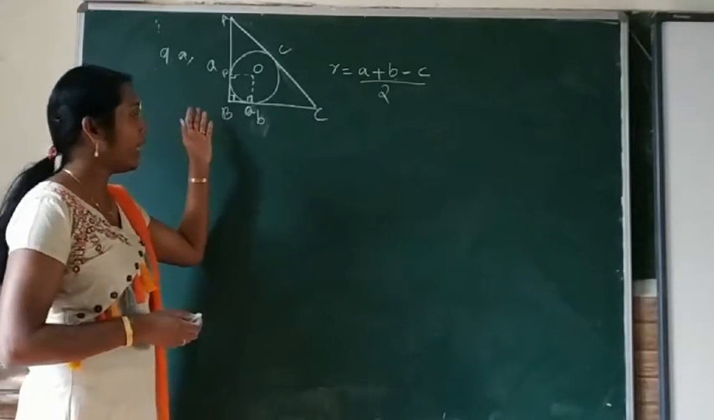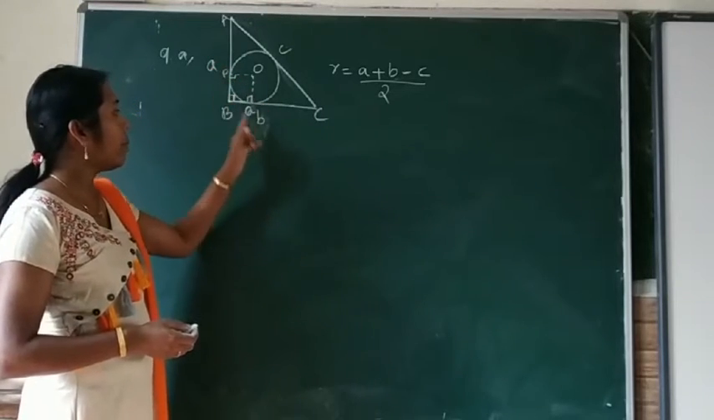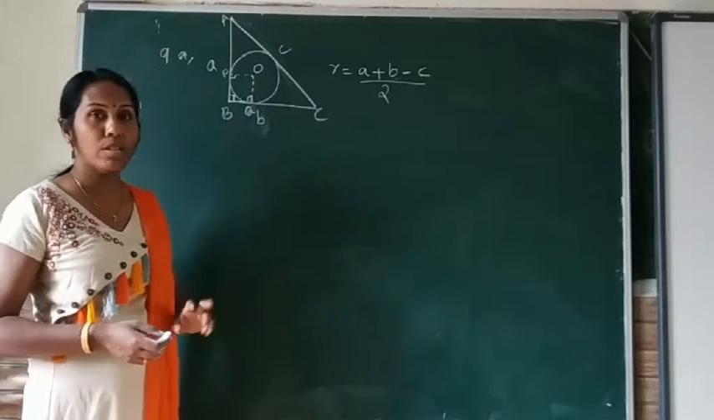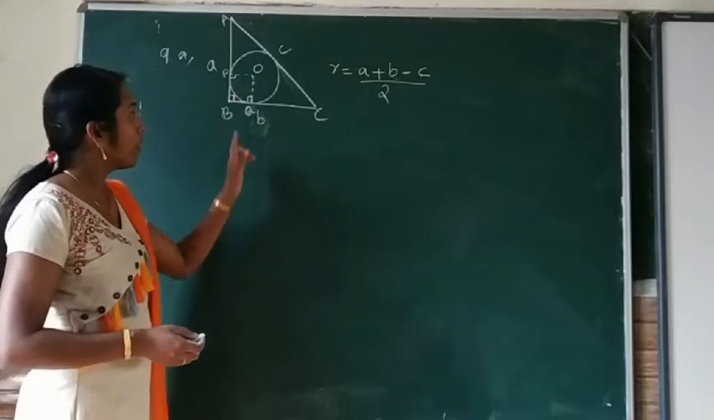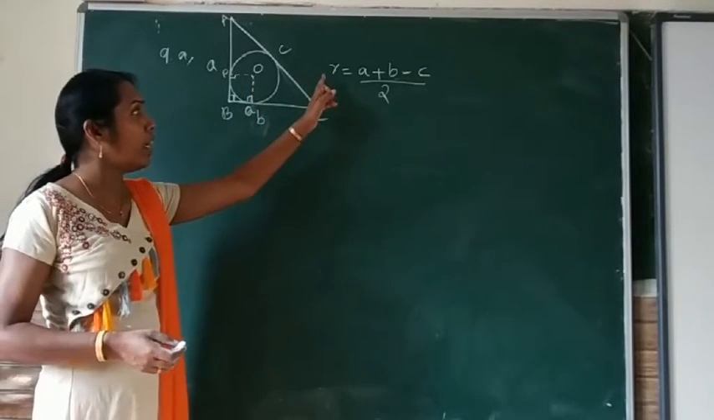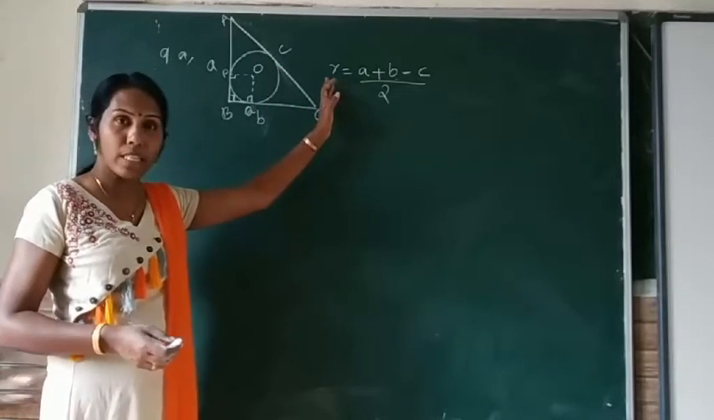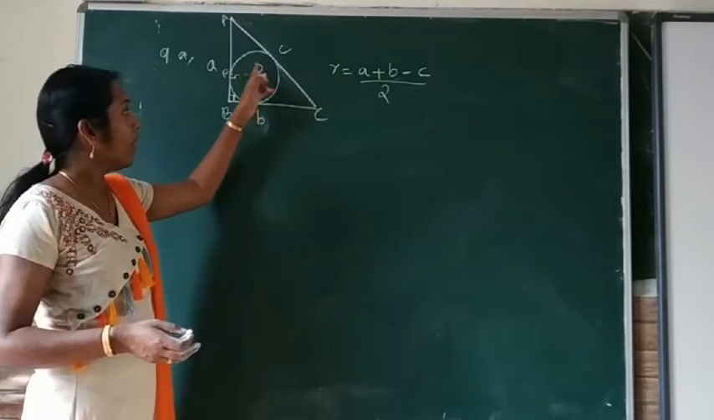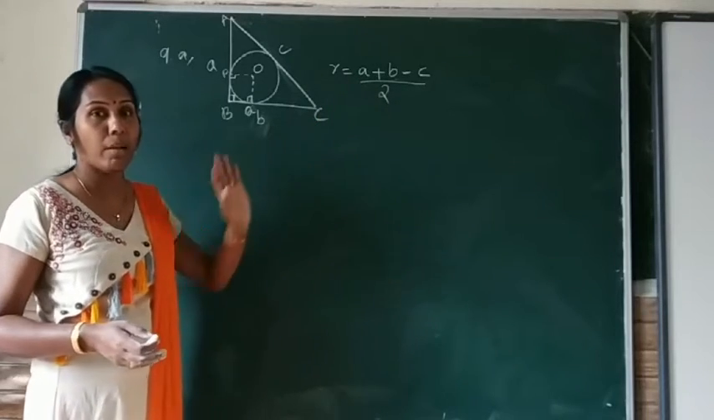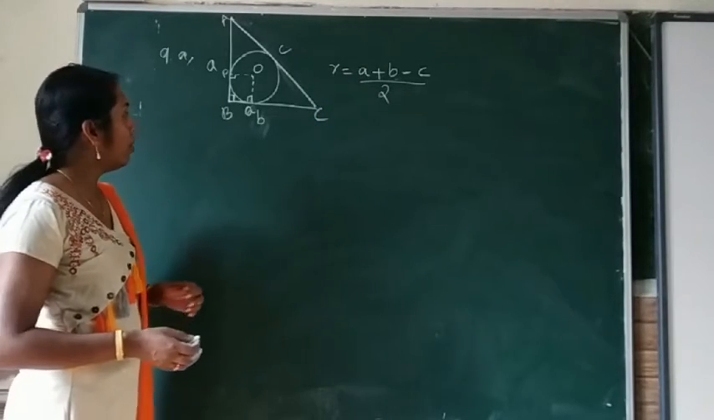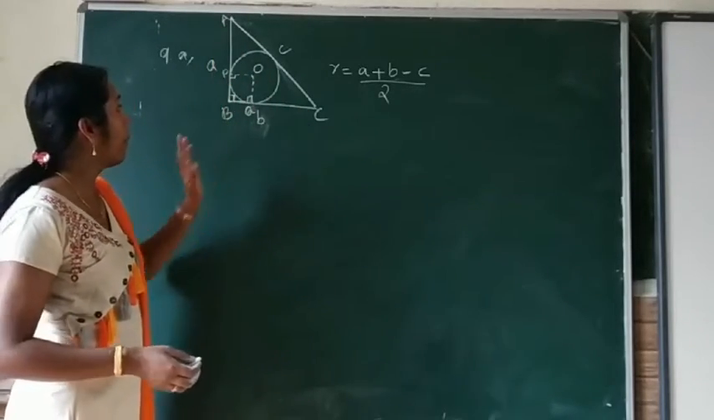Now, question number 9a. In this, a right triangle is given with the sides a, b and c, c being the hypotenuse. And it is also given that a circle touches the sides of this triangle. We have to find out the relation between the radius of the circle and the sides of the triangle. We have to establish the relation r equal to a plus b minus c divided by 2. Now, let us take the triangle as ABC.